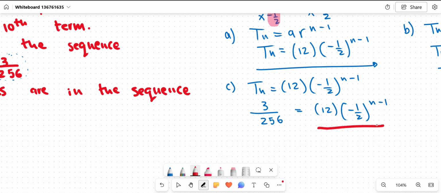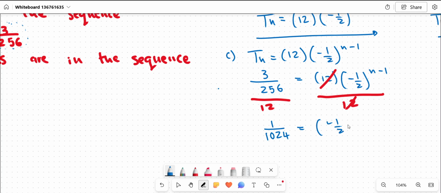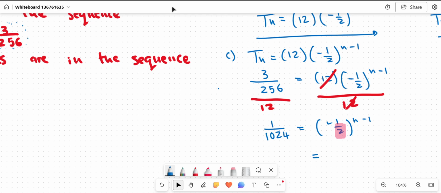To solve this, you need to first get rid of that 12 that is multiplying on the right hand side. And if you divide by 12 on both sides, you should get 1 over 1024 is equal to negative a half to the n minus 1. Then I notice that this is a 2, and so I'm going to have to change this to a base of 2 as well. And if I do that, this is what I should be getting.